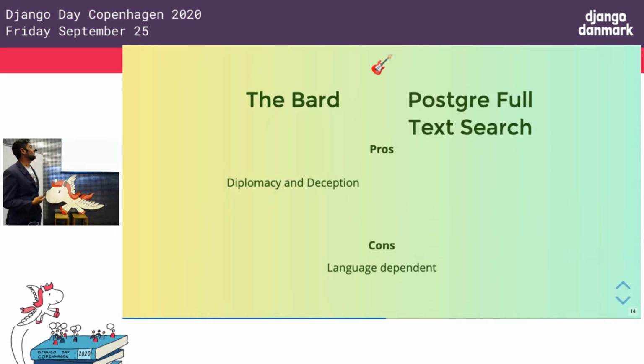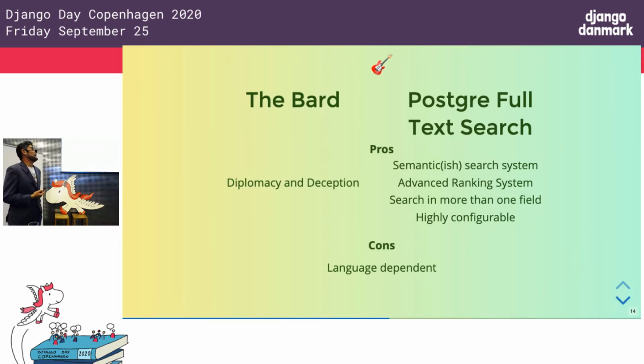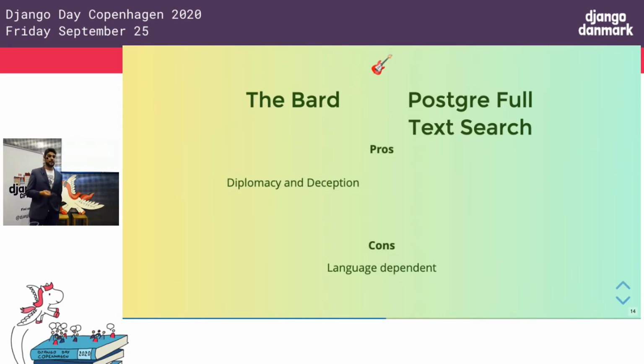Same with the Postgres full text search. It's language dependent. You use a series of dictionaries built into Postgres, and they depend on a single language. So you will have a set of dictionaries for English, a set for Danish, a set for Italian, and when you try to use the incorrect one, you will have terrible results.